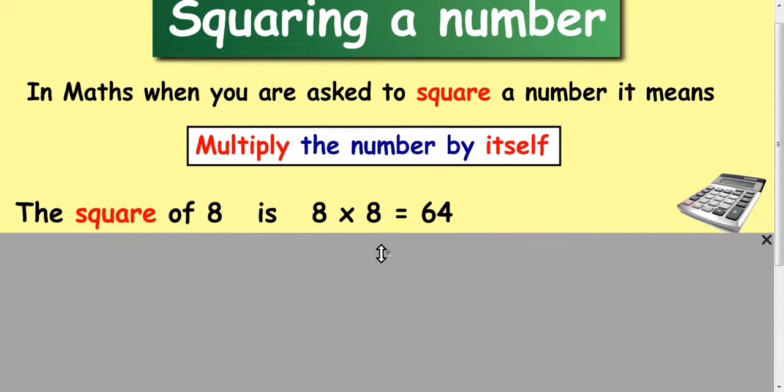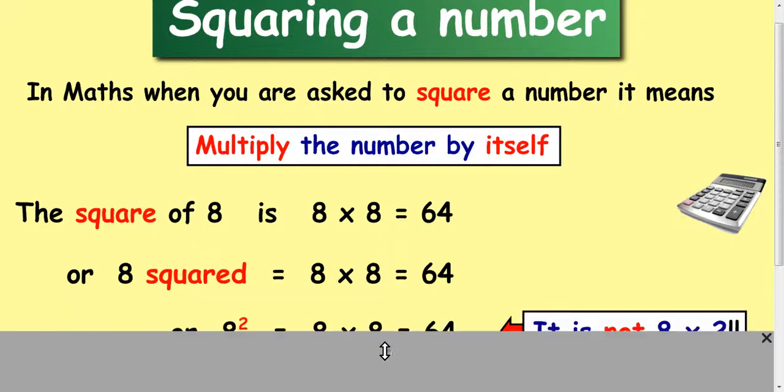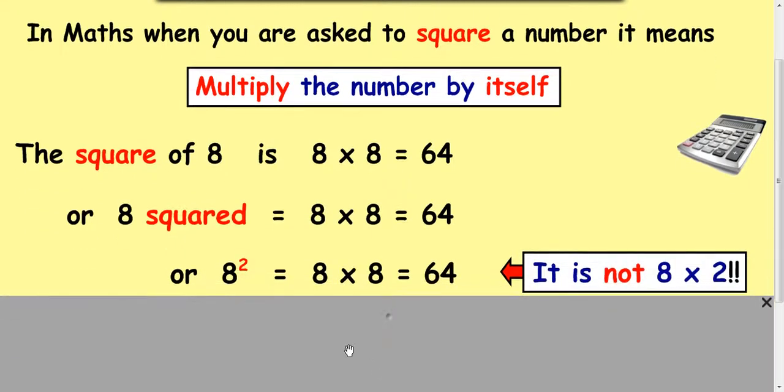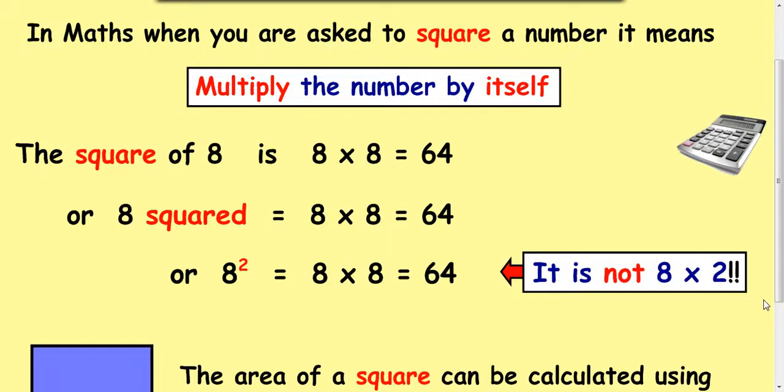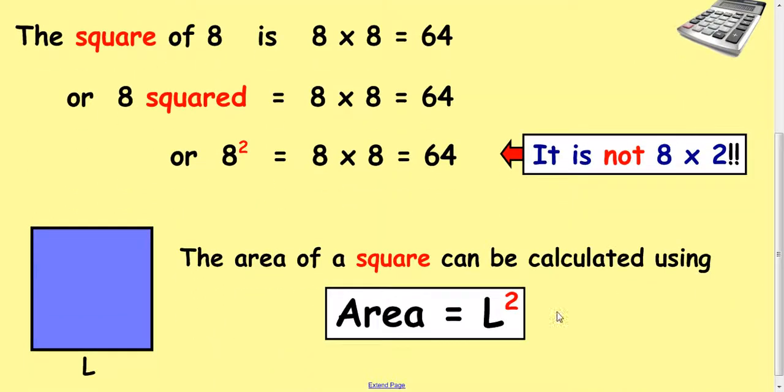So the square of 8 is 8 times 8, which is 64. You can see that, or say that is 8 squared. That also means 8 times 8. Or most commonly in mathematics we see it like this, 8 and a wee 2 above, and that means 8 times 8. It does not mean 8 times 2. A common mistake people make is to double the number. It means multiplied by itself. And as I was saying, the area of a square can be calculated using length times length.